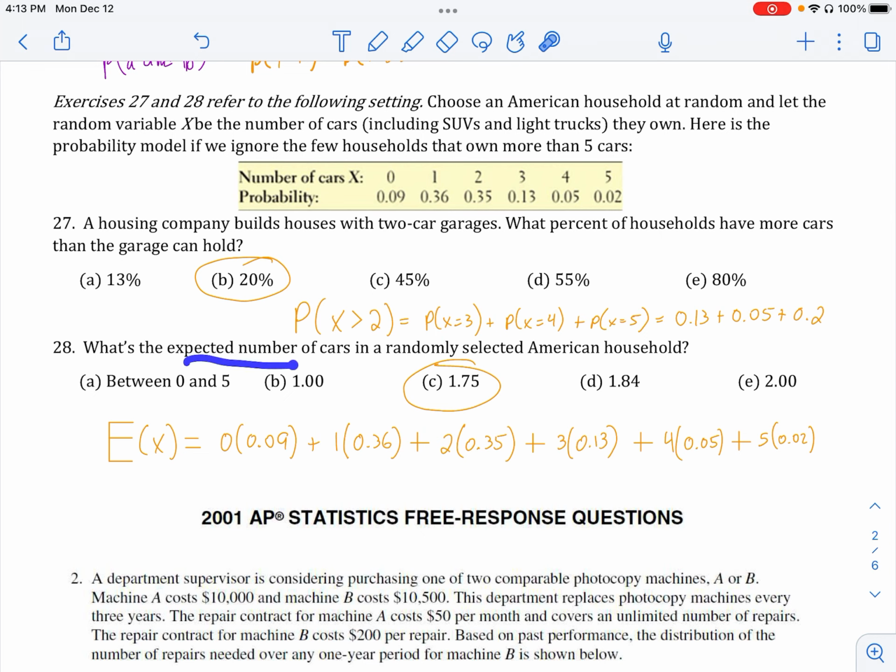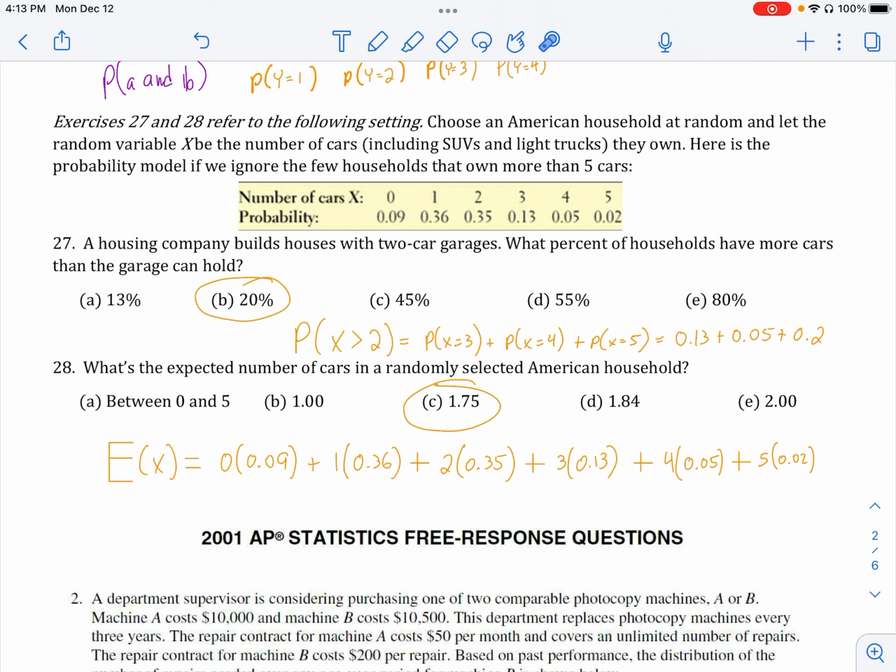What's the expected number? Okay, here we go. This is when you take each outcome times its probability. So 0 times 0.09, and then 1 times 0.36, and then 2 times 0.35, and so on. And you do that for all of these outcomes, and then add them all up. This is the symbol for expected value, expected E, okay?